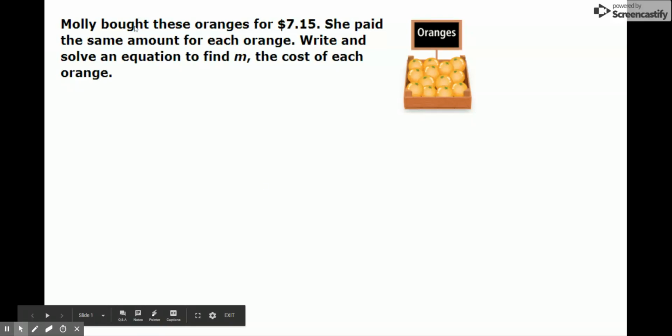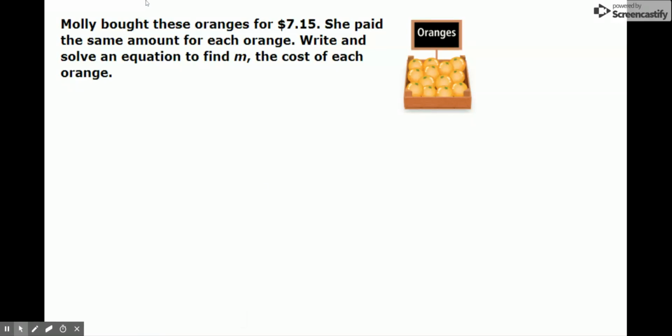Alright, so in this video we're going to write and solve equations with rational numbers. To do that, let's look at this problem. Molly bought these oranges for $7.15. She paid the same amount for each orange. Write and solve an equation to find m, the cost of each orange.